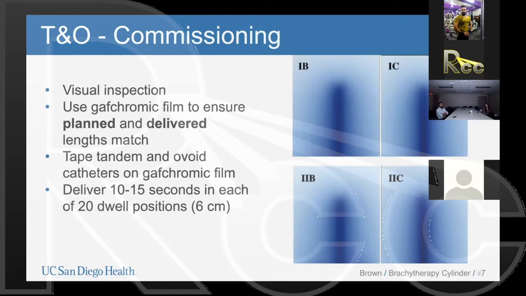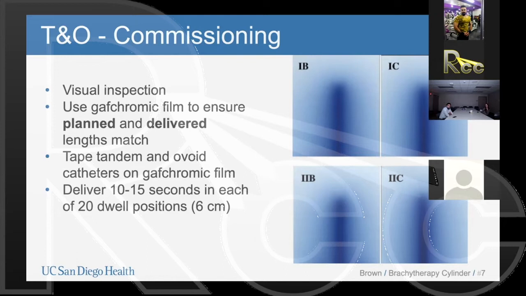So the easiest way for us to do that is to use Gafchromic film because we don't need to do any developing, but it is also possible to use standard film and then develop it. The feedback is just not real time. So we're going to tape the tandem and two ovoid catheters on Gafchromic film. Again, we're not going to use those plastic pieces for the ovoids. We're just going to use the central channels.